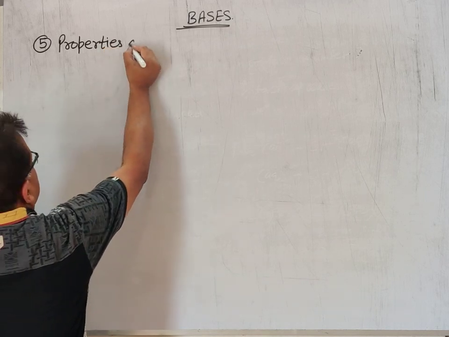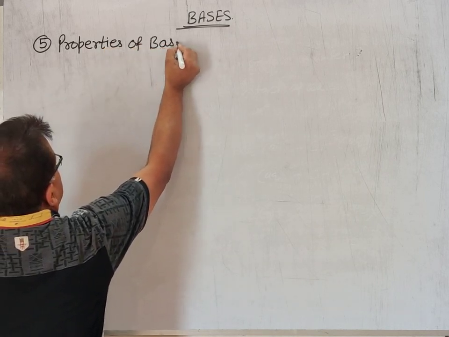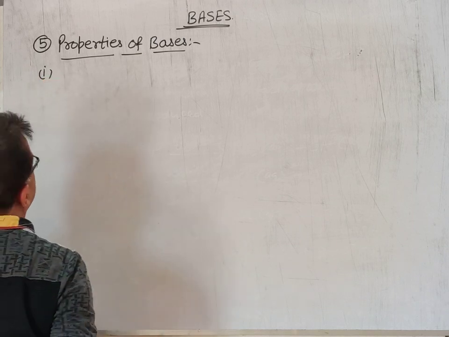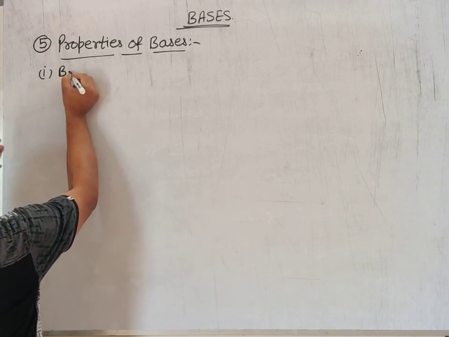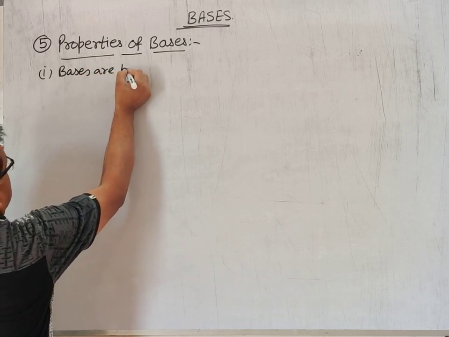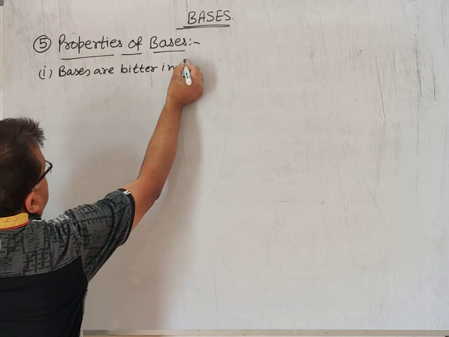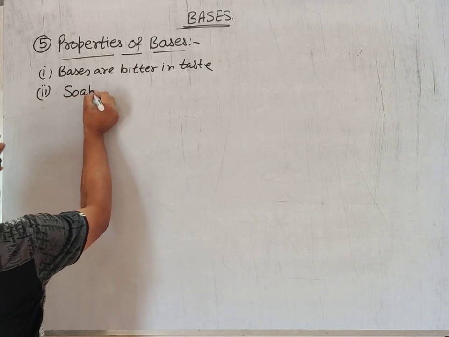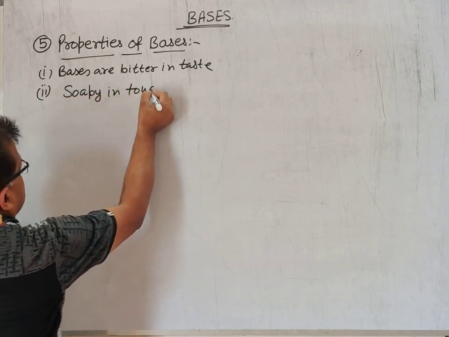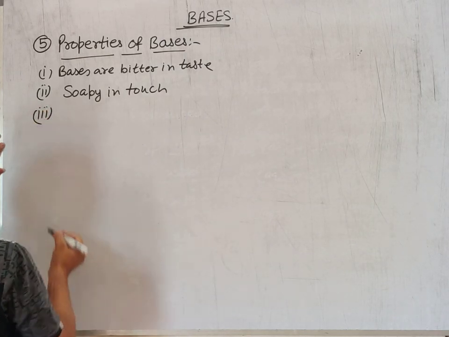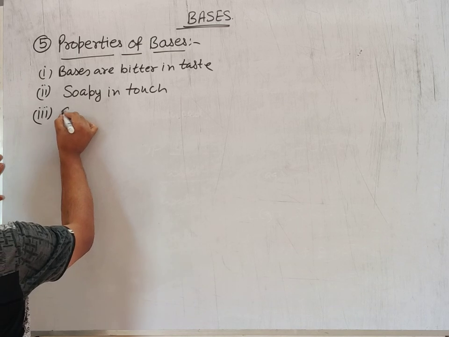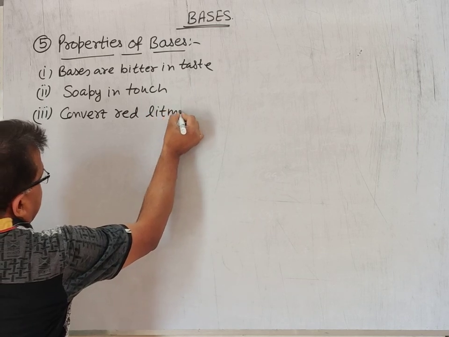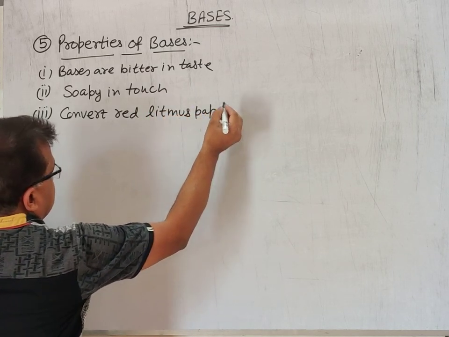Properties of bases. We know that bases are bitter in taste, they are soapy in touch, and they convert red litmus paper blue.